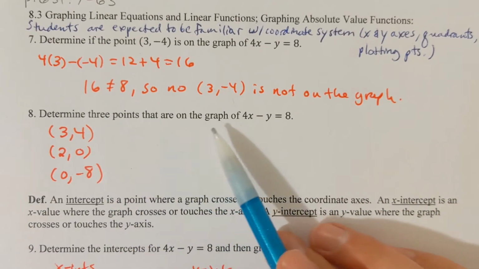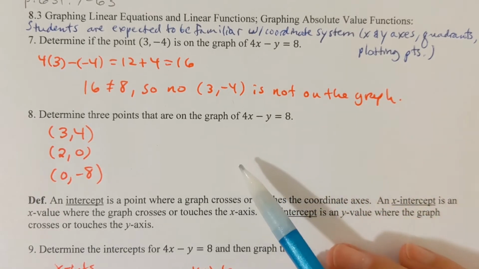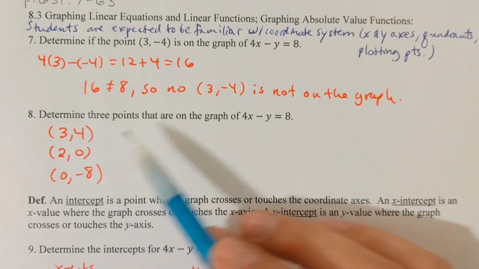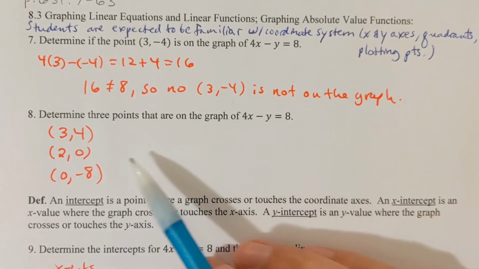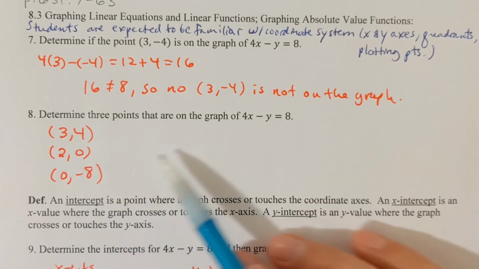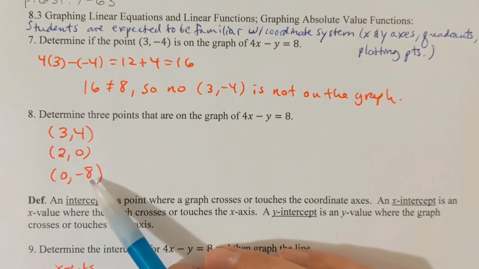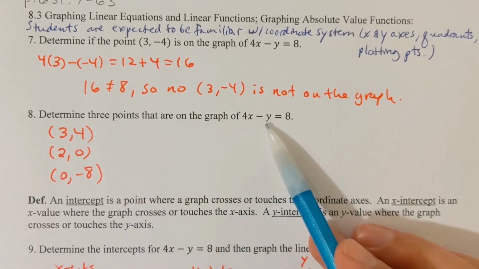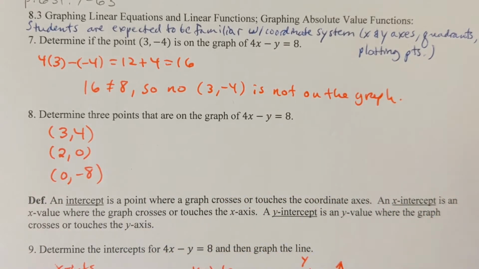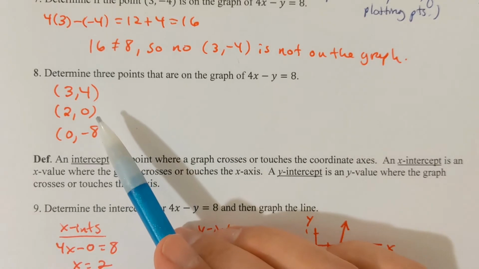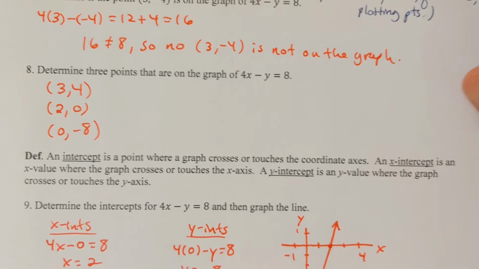Determine 3 points that would be on the graph of this equation. There are infinitely many points that you could list, but if x is 3 and y is 4, 12 minus 4 is 8, that's true. If x is 2 and y is 0, 8 minus 0 is 8, that's true. And if x is 0 and y is -8, 0 minus -8, or 0 plus 8, would be 8, that's true. There are, of course, many points that I could list here. Now, the 2 points, (2, 0) and (0, -8), are special points that are called intercepts. I'm going to talk about that next.